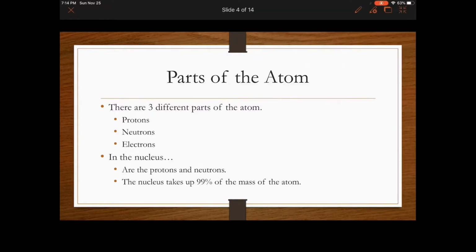That is because electrons' mass is so tiny that it's basically irrelevant. We don't typically worry about calculating the mass of electrons. If you get into more advanced science classes, they may have you do this, but for our purposes, we are going to pretend that the electrons have no mass at all, and we're going to pretend that the nucleus makes up 100% of the mass of the atom.